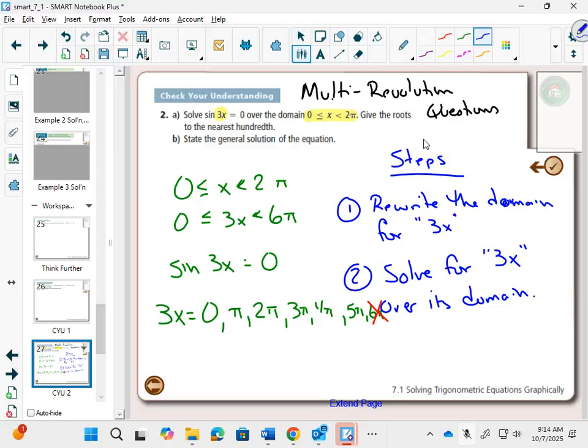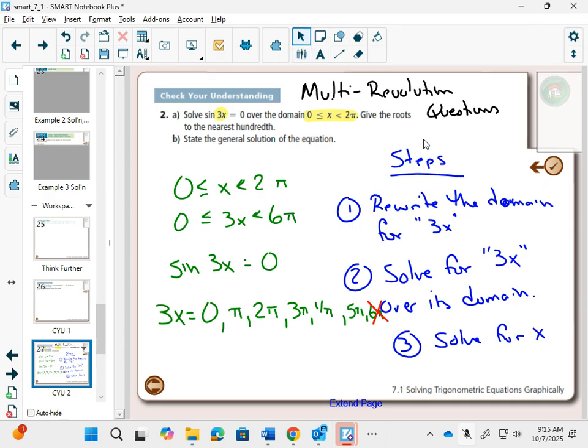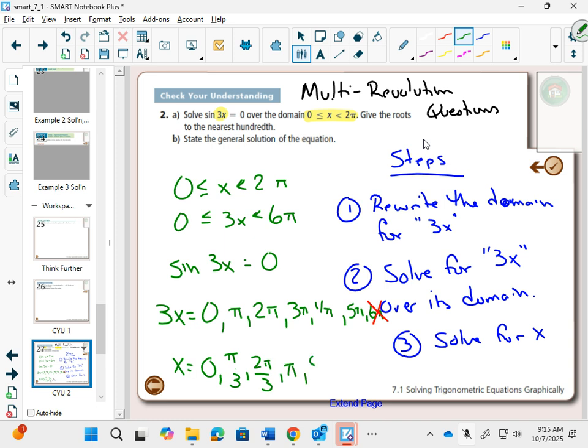And then, now that we've solved for 3x over its domain, step 3, we could easily solve for x. If you had 3x equals pi, and you wanted to solve for x, do you see that you'd have to divide by 3? So if I want to find what x is, I have to take each of my answers and divide them by 3. I simplified the 3 pi over 3. Are you okay with that? To just pi? I divided all of my answers by 3.